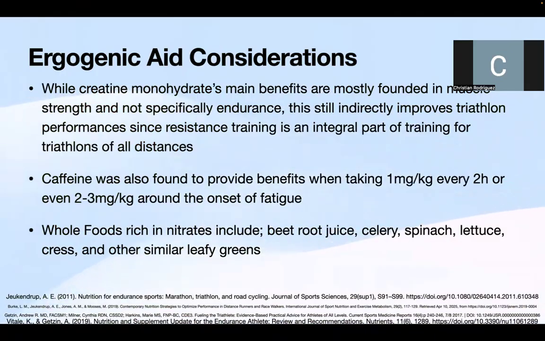Caffeine was also found to provide benefits when taken during the race. So even 1 milligram per kilogram every 2 hours to help prevent the onset of fatigue, or simply even just taking 2 to 3 milligrams per kilogram in one shot around the onset of fatigue will help reduce that rating of perceived exertion. Whole foods rich in nitrates include beetroot juice, celery, spinach, lettuce, cress, and any other similar leafy greens. So these will be good foods to look into during the carb loading phase.